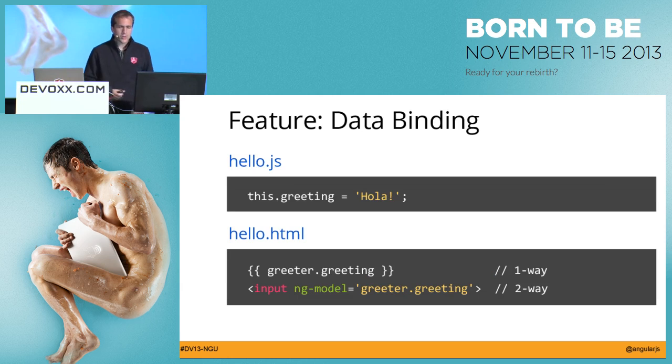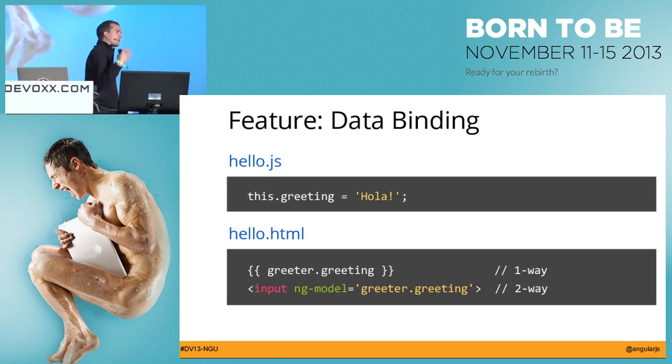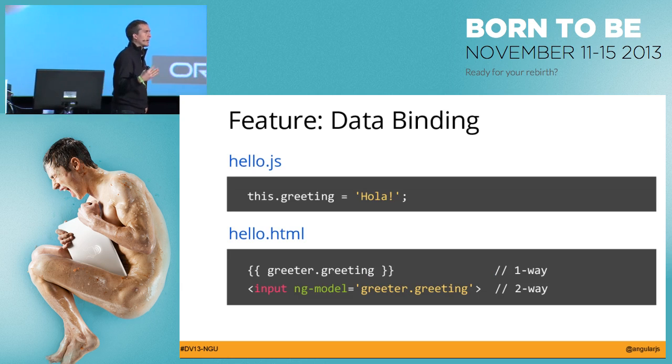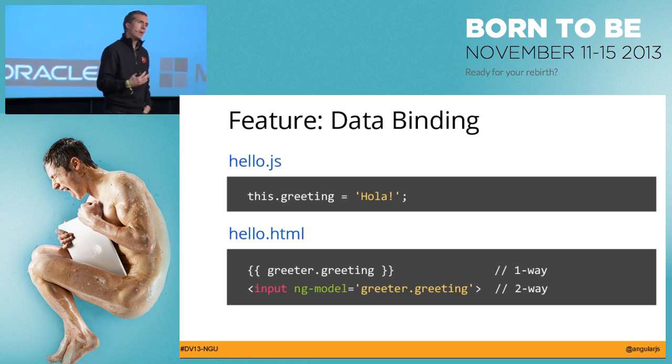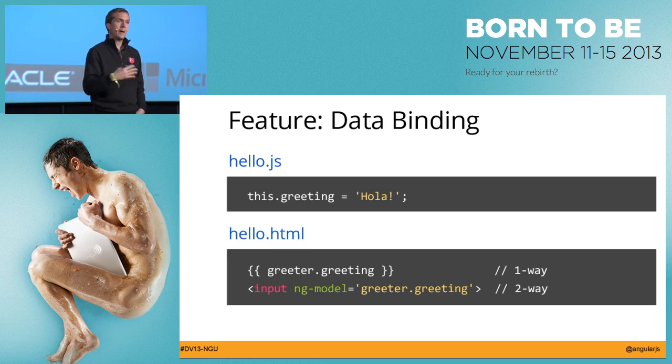So to talk about how we get this model view controller paradigm to work in Angular, I'm going to talk about three of the main features that we have. I call them the 3 Ds: data binding, dependency injection, and directives. And we'll start here with data binding.